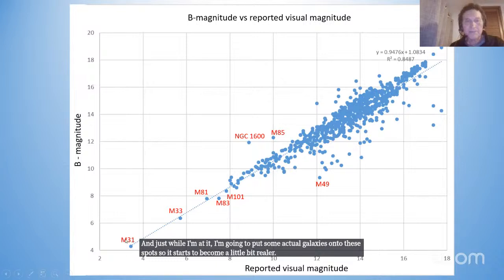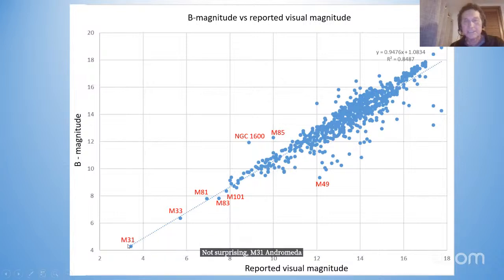Not surprising, M31, Andromeda is down here. It's the brightest galaxy in the sky. M33 is not far behind, and M81. They all fall nicely on this central line, which was good to see, a bit of consistency there.